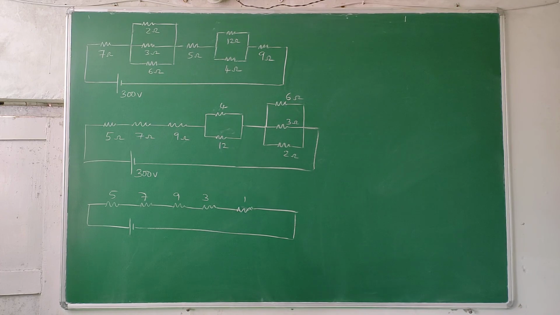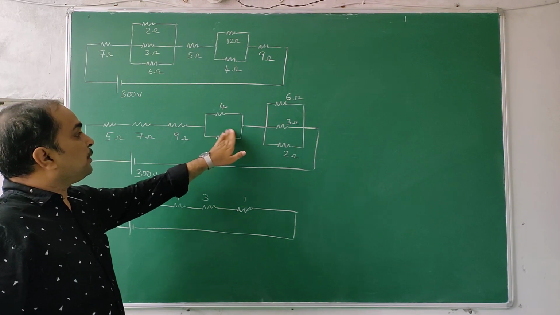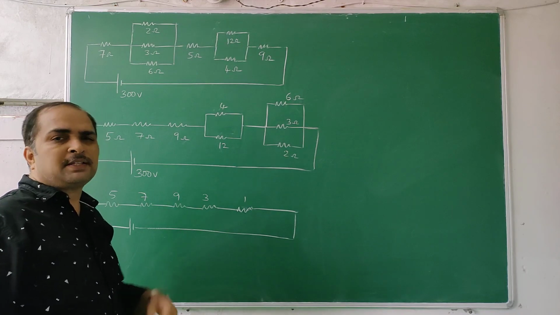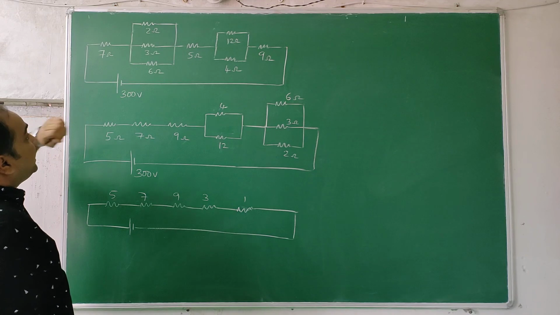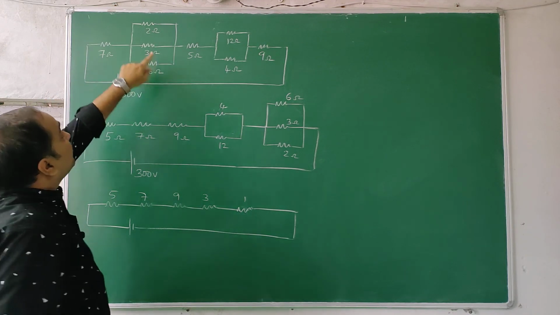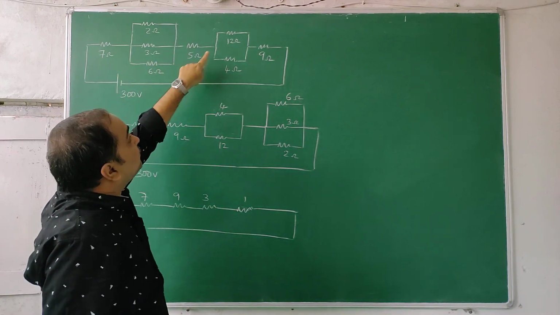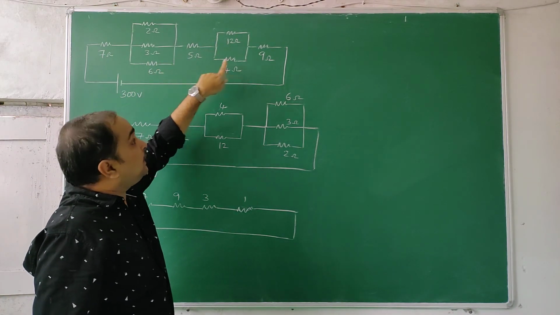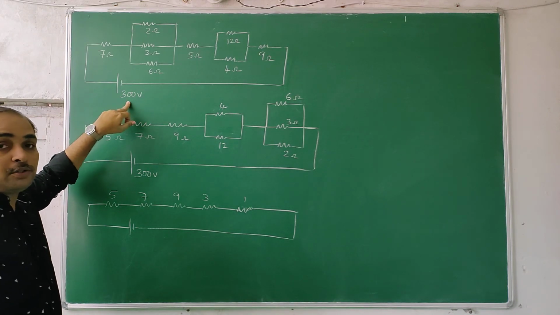Students, I have taken a problem. I have made a lot of calculations and taken out some numbers which are easy to calculate with. Any number you can take. So let me take the basic circuit: 7 ohms, with 2, 3, 6 in parallel, then again 5 ohms, with 2 ohms and 4 ohms in parallel, and 9 ohms. All these resistors are connected to 300 volts.